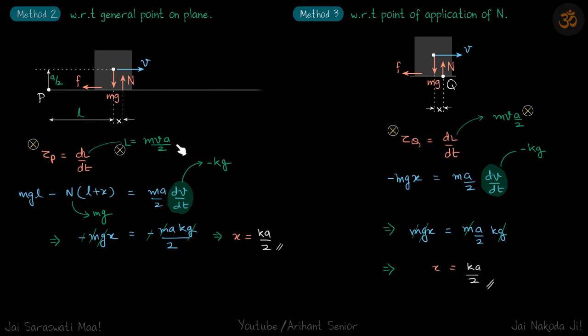Like I said, it's not that this method is easy, but to get a complete conceptual clarity of how we can write tau P is equal to dL by dt with appropriate signs, this method is important.